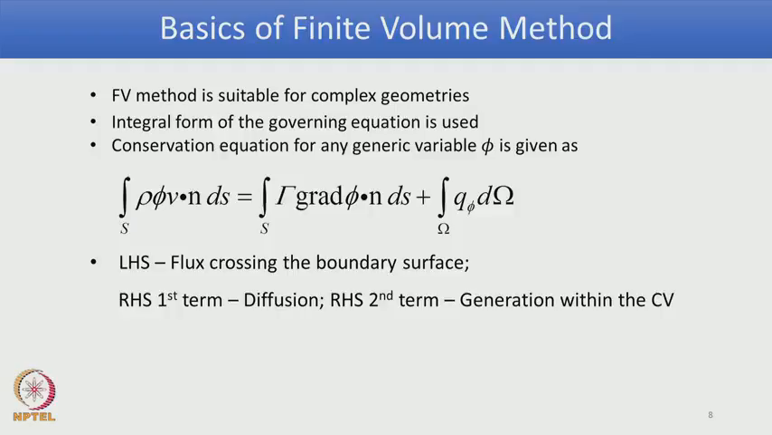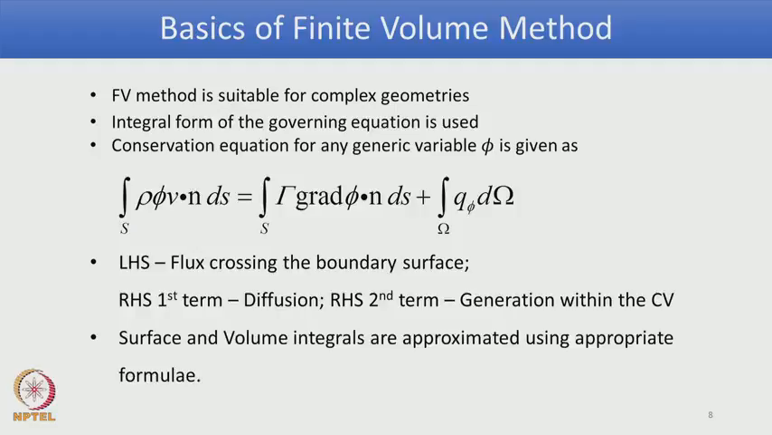On the LHS is the flux crossing the boundary surface, the first term on the RHS is diffusion, and the second term on the RHS is generation within the control volume. Now, we need to evaluate these integrals, the surface integral as well as the volume integral, over the finite volume mesh that you have considered, and they are approximated using an appropriate formula. So, when you say appropriate, you have a volume integral and a surface integral, and you need to take those into account.